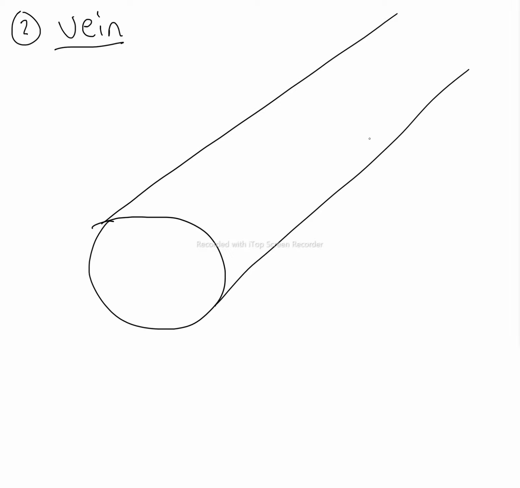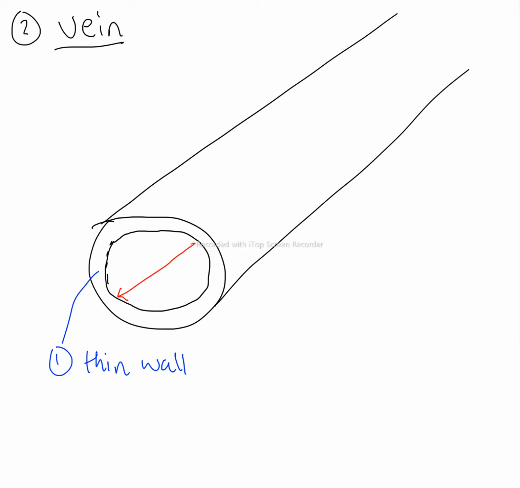Now let's look at the vein. So veins bring blood back to the heart. Again, here's a tube. If you notice, it's got a thinner wall and a larger lumen. So let's write that down. There's a thin wall and a large central cavity, but we're going to just call it, it has a large lumen.